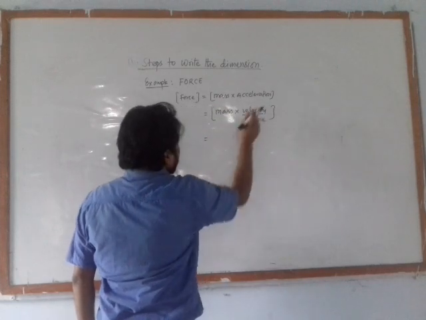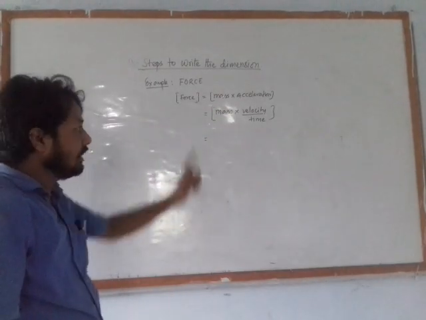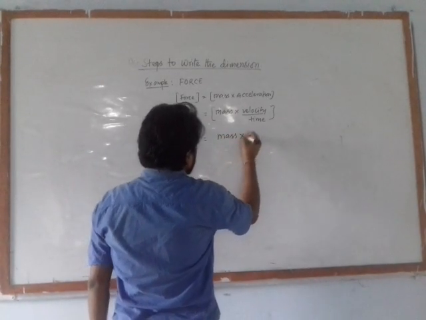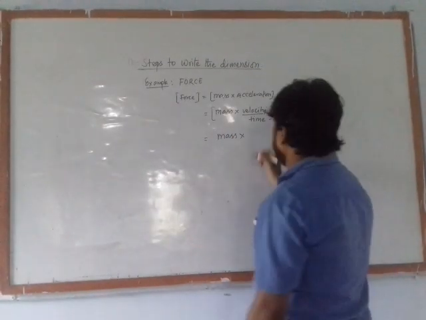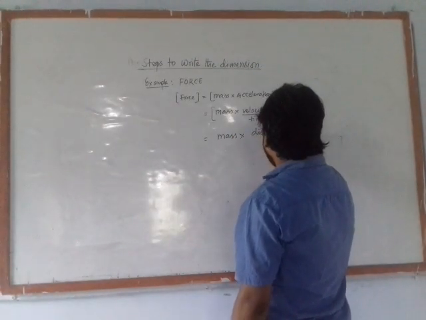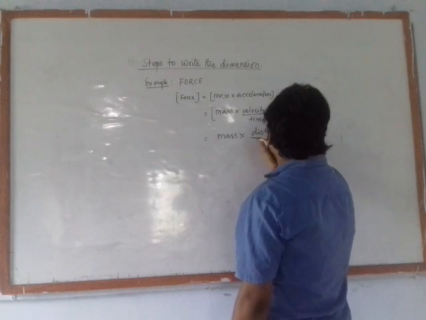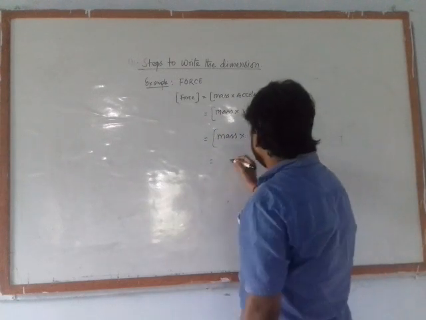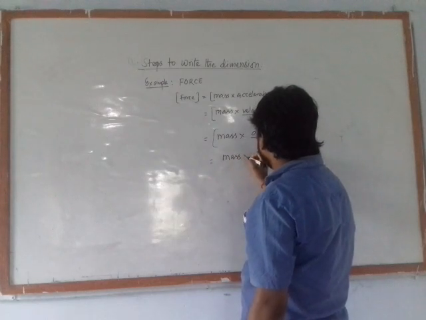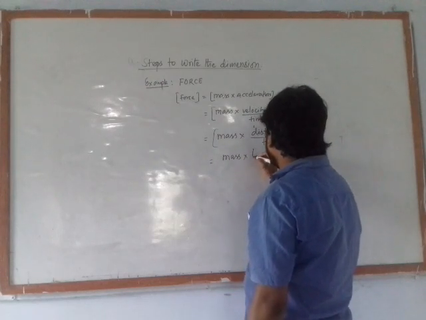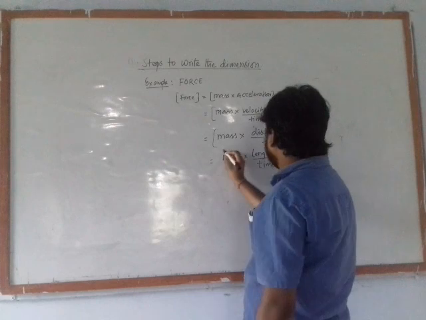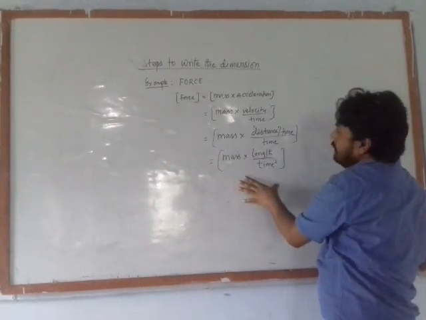Again bracket. Again velocity is not a fundamental quantity, so we have to change it in terms of fundamental quantity. So we will write here mass, and velocity means this is the distance by time. So distance by time, and then here is time again. Now this time and this time will multiply, it will be square of the time. So mass into, now the fundamental quantity for distance is length. So length by time square. Right? Now force is written in terms of fundamental quantity.